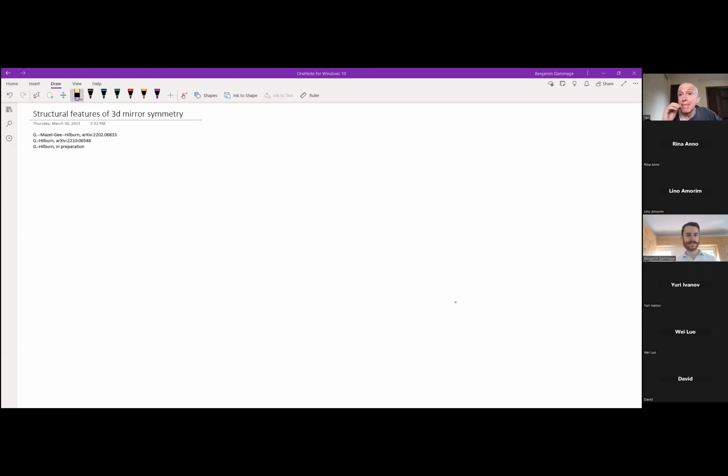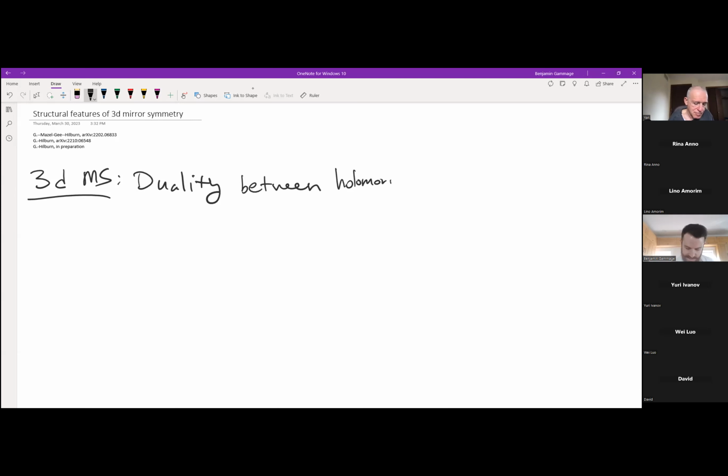Okay, so this is a talk about 3D mirror symmetry, which I think a lot of people are familiar with at this point, but let me just remind you that 3D mirror symmetry is supposed to be some kind of duality. And the way I'll phrase it is it's going to be a duality between holomorphic symplectic stacks.